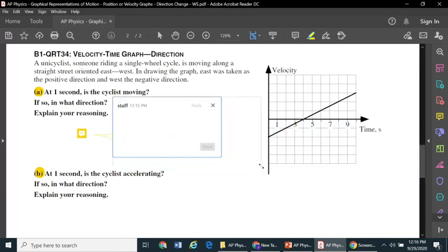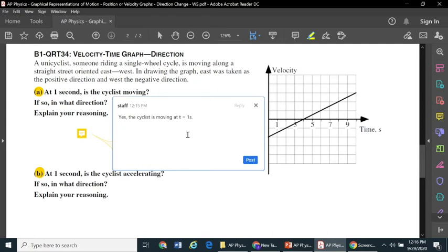So the first answer here should definitely be yes. The cyclist is, in fact, moving at 1 second. We know that because the velocity, which is shown by the y-axis variable, is not 0. So the main point here is just to answer the question and explain it. So the sign of the velocity shows the direction in which the object is moving. You see how often this comes up? So since the sign of the velocity shows the direction in which the object is moving, all we have to do is look at the sign of the velocity to see which direction the object is moving in.